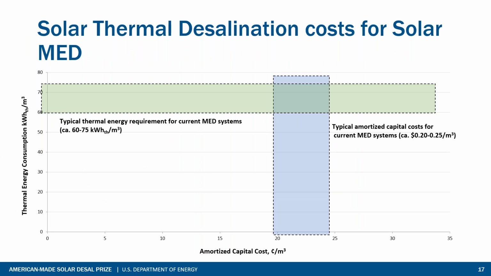Okay, this slide is intended to give you some idea of what current costs are for MED systems. Based on this slide, you can tell that the MED has an amortized capital cost of somewhere between 20 and 25 cents per meter cubed. It also has a thermal energy consumption of somewhere between 60 and 75 kilowatts thermal per meter cubed. So where those two dashed lines overlap each other is somewhere about where the current cost for MED is. So being to the left and below that area is good.